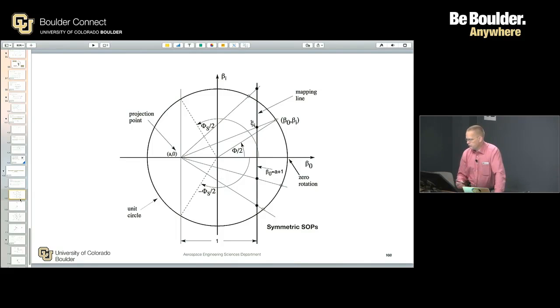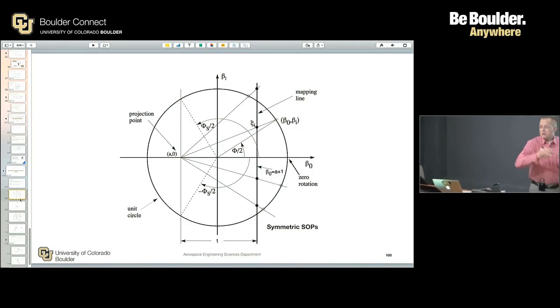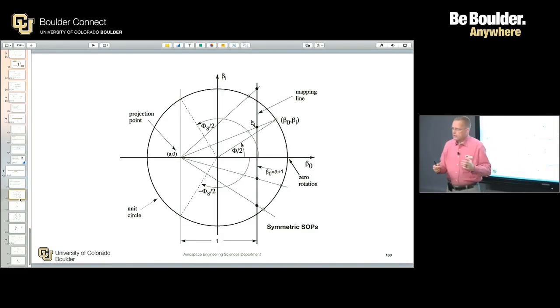So with these, the symmetric stereographic orientation parameters, it's a superfamily of coordinates. There's in fact infinity instances of it. And they contain the CRPs and the MRPs.